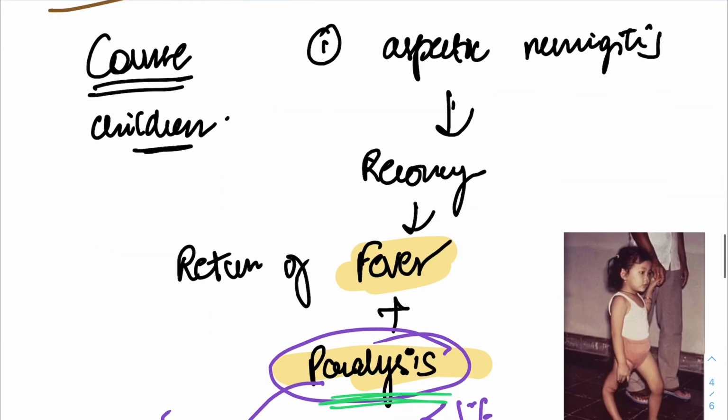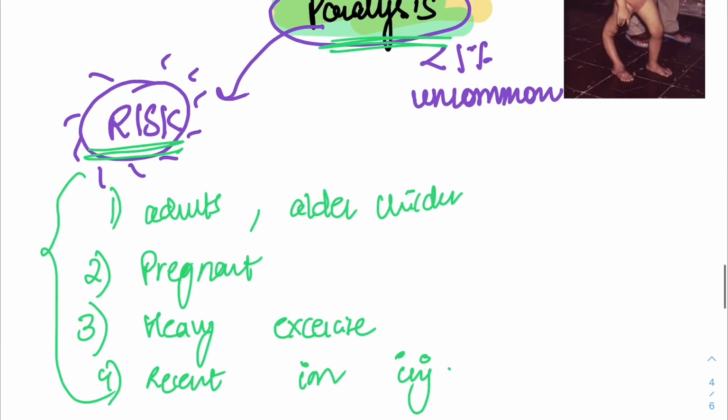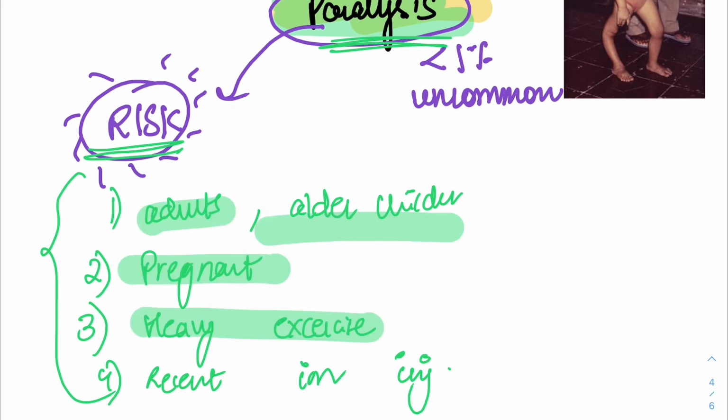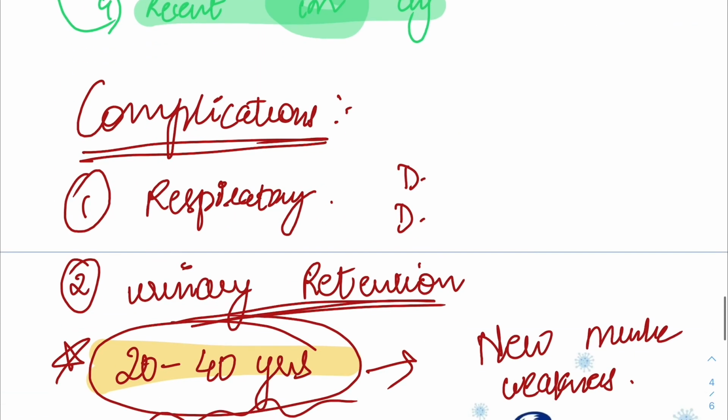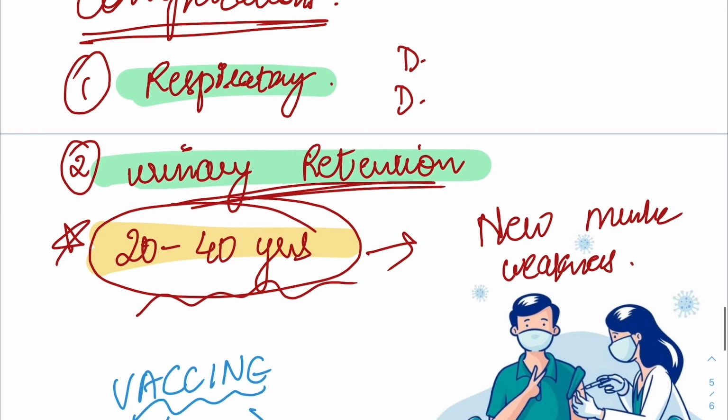Secondly, the people who are more prone to get this paralysis are those who do very heavy exercise and who have recently gotten an intramuscular injection. Intramuscular is an injection in the muscle. And you have complications. You can have some respiratory complications, there can be urinary retention, and the last thing is that after 20 to 40 years, again new muscles can start getting infected. The new muscles can start developing weakness.